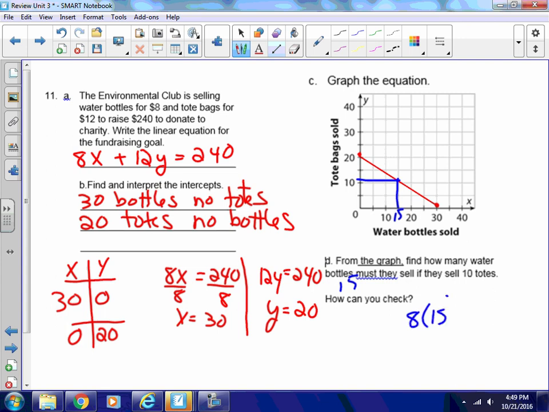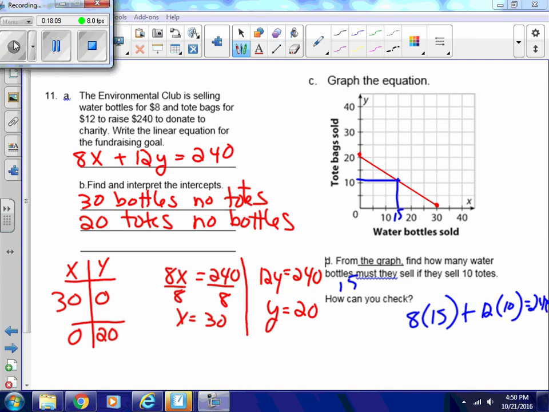8 times 15, not better equal, but 8 times 15 plus 12 times 10 should add up to 240. Let's go check. 8 times 15 is 120. 10 times 12 is 120. And guess what? That does add up to 240. So you can check by plugging in the values that you think you read into the equation.